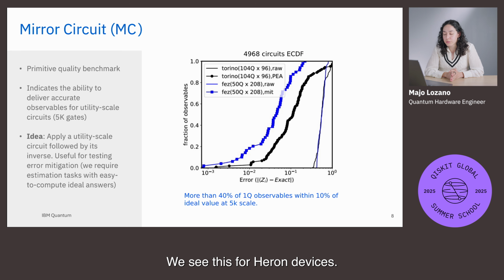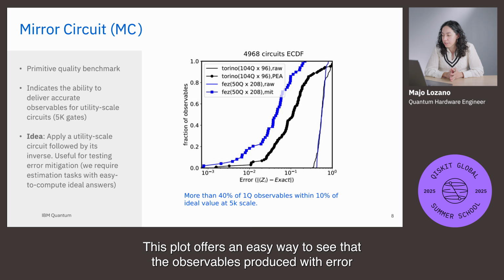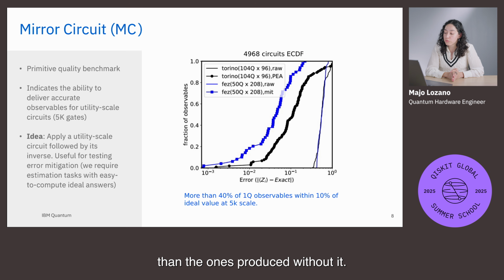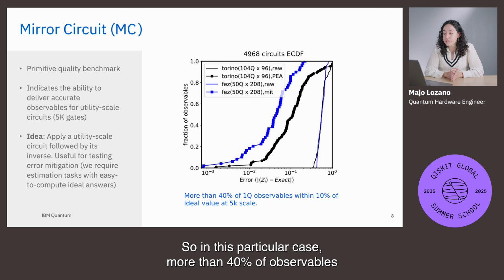We see this for two Heron devices, Torino and FES. This plot offers an easy way to see that the observables produced with error mitigation techniques are more accurate to the ideal values than the ones produced without it. So in this particular case, more than 40% of observables are within a 10% range from the ideal outcomes.